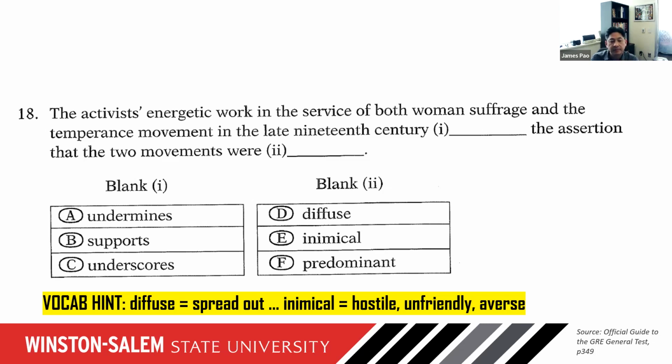Here's the question. The activists' energetic work in the service of both women's suffrage and the temperance movement in the late 19th century, blank number one, the assertion that the two movements were blank number two. Options for blank number one are A, undermines, B, supports, C, underscores. Answer choices for blank number two are D, diffuse, E, inimical, F, predominant. I'll give you 30 seconds to think of your answer and then ask you to come off mute to explain.